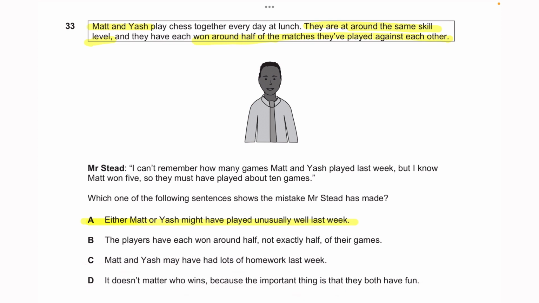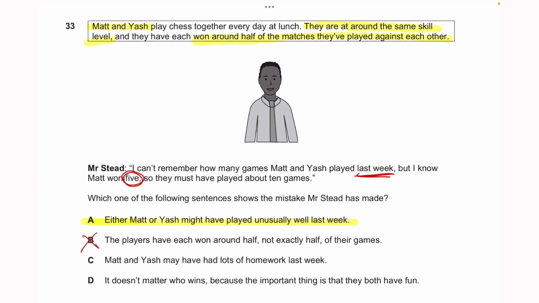So let's do a process of elimination, even though we know the answer to be A. And I'll explain to you why it's A. So B, the players have each won around half, not exactly half of their games. Now that could actually be a valid point here. But remember, we are focusing on last week, and we know that Matt won 5, but there isn't enough information to tell us how, if this was the case, okay? And so there are many other variables that are involved. So this is not a really particular reason as to what the mistake Mr. Steed has made. So it can't be B.